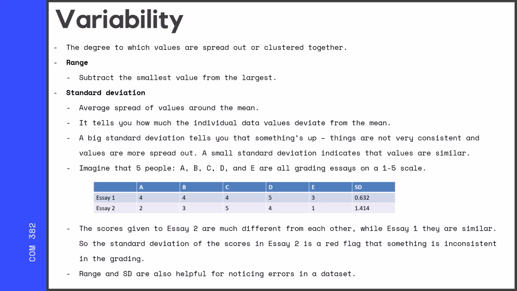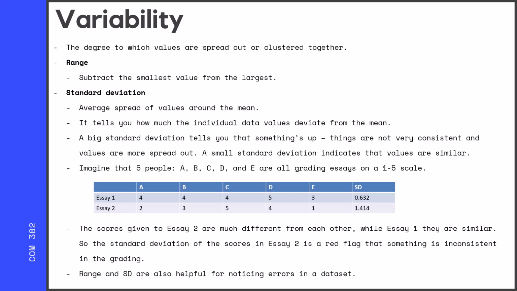Standard deviation is a very important part of variability. Standard deviation tells you how much the individual data values deviate from the mean. It is the average spread of values around the mean. A big standard deviation tells you that something might be up with your data. Things are not very consistent and values are more spread out. A small standard deviation indicates that the values are similar.